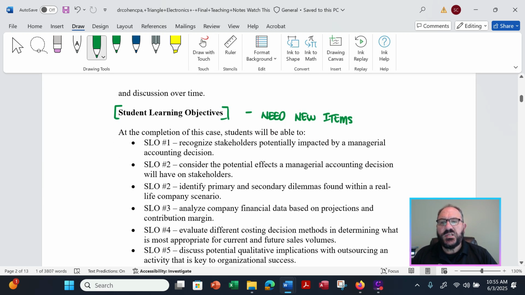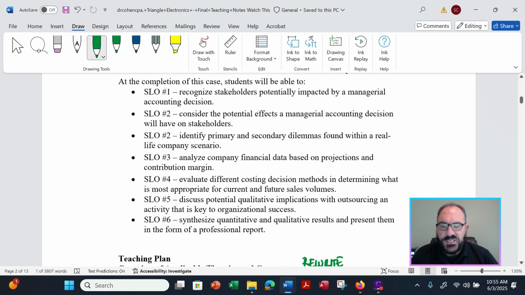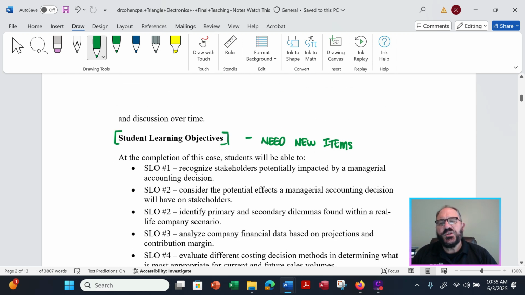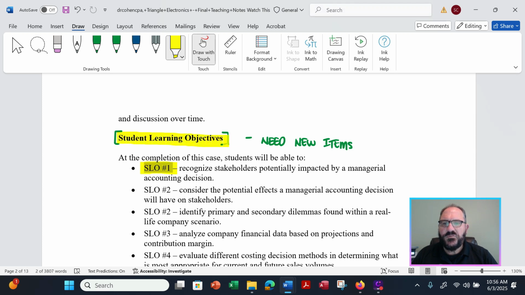Now, the student learning objectives, these would be tied into the case. They would absolutely be different than these. Basically, here, student learning objectives, this is saying when a student does this case, what would you like for them to learn from the case? What different items, so you ask them to do this case, what are the learning objectives? And this SLO stands for student learning objective, okay?